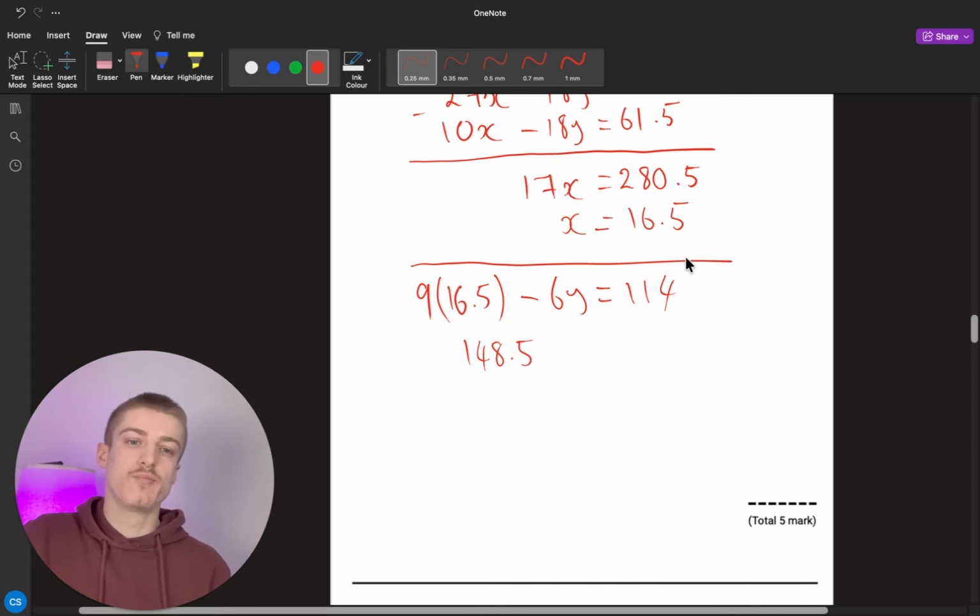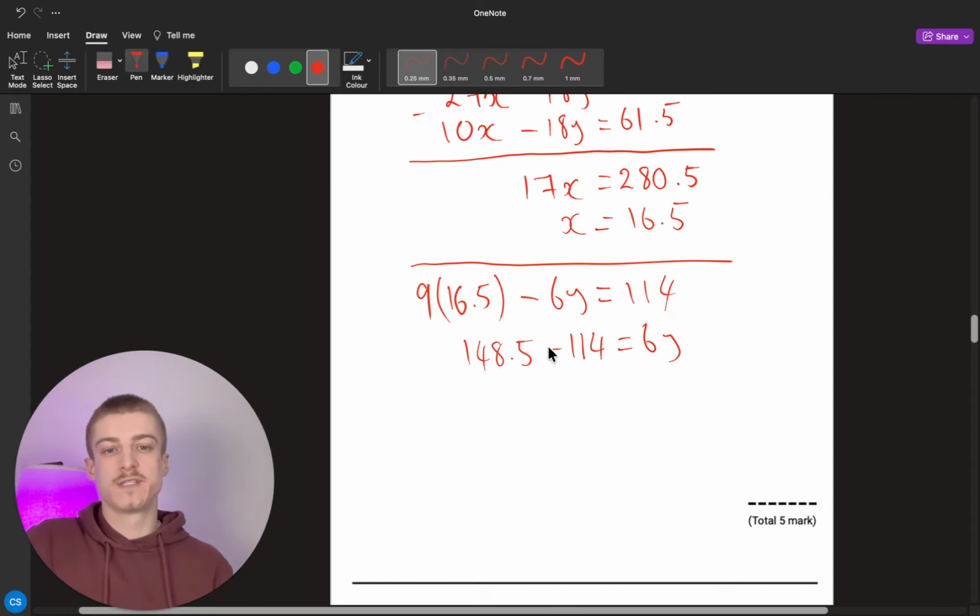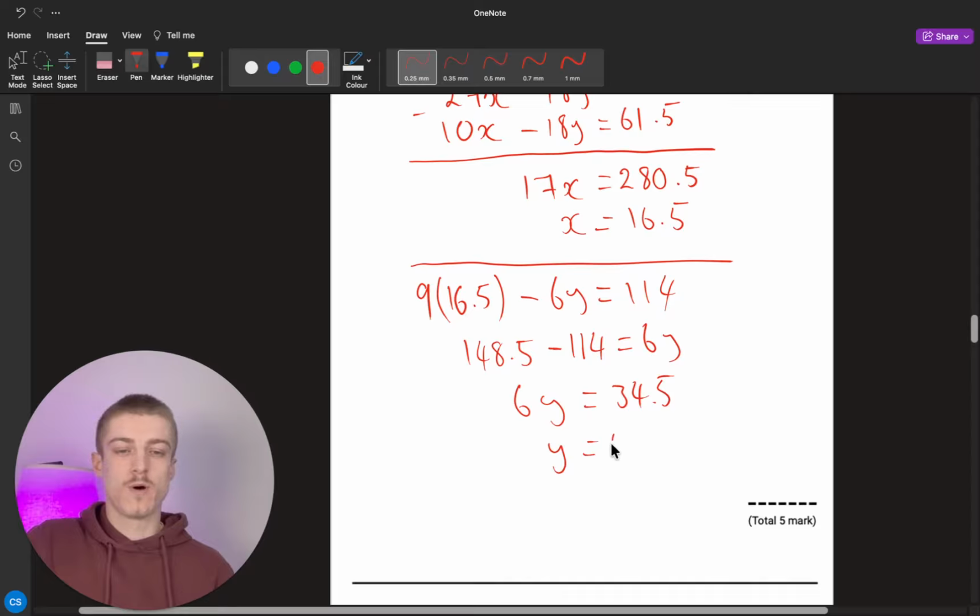So rewriting that as 6y equals 34.5. 34.5 over 6 is going to give us y. Y is 5.75. Okay, so x was 16.5 and y is 5.75. Okay, lovely. Question 7. A company designs a new type of candle holder made from 2 solid shapes.